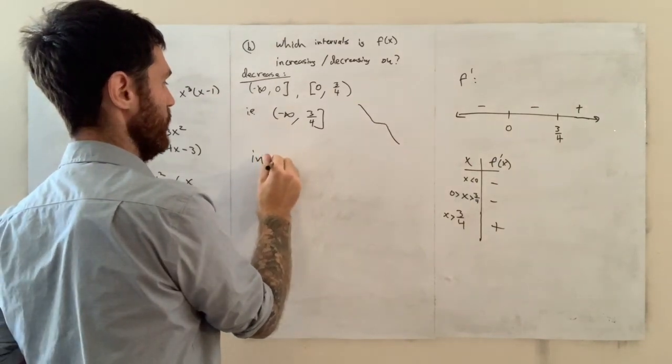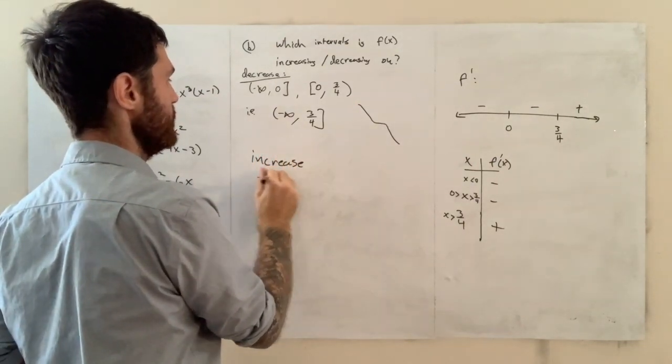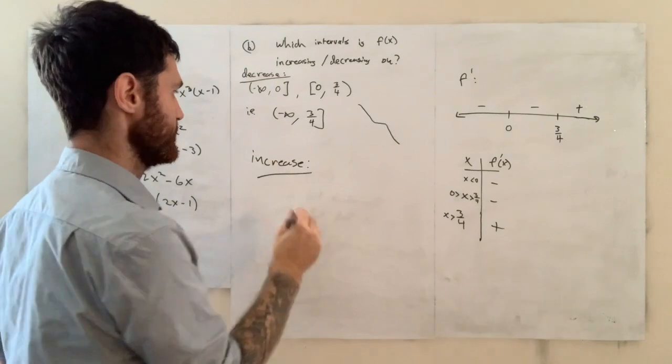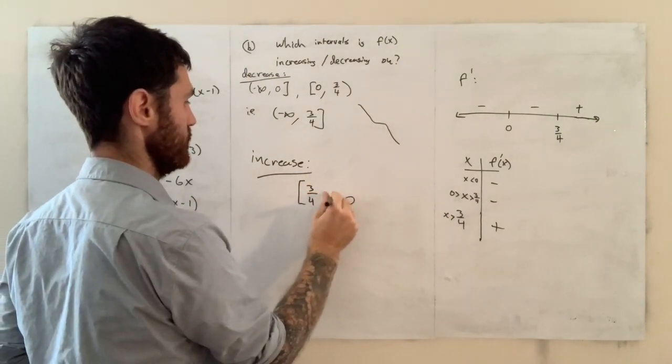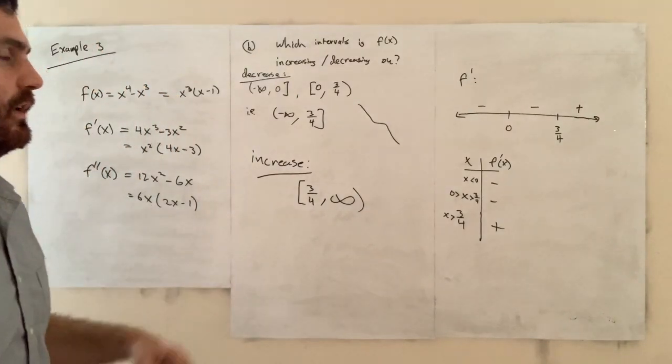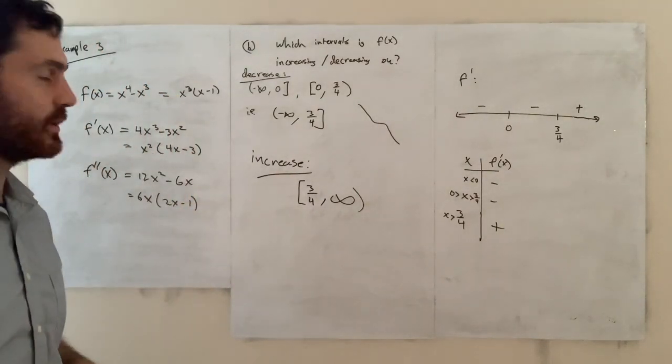And then the interval of increase is going to look like this. It's going to be everything after 3/4 up to infinity. And so those are going to be the increase and decrease.